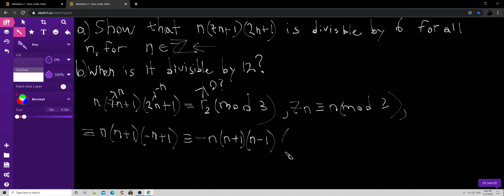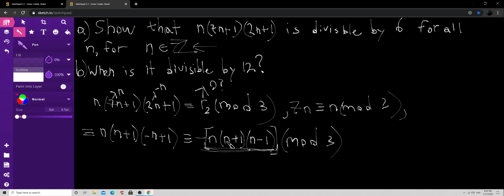And notice, let's just put mod 3. If we just focus on this, these are 3 consecutive integers. And this minus sign won't affect any of our results, right? So we can just ignore that for the time being. And notice that these are 3 consecutive integers, n, n plus 1, and n minus 1. So at least one of those must be a multiple of 3.